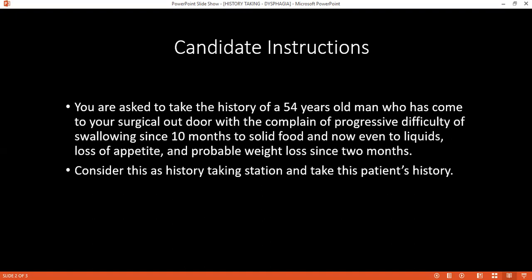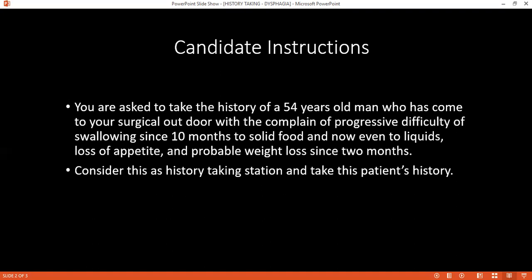To confirm my diagnosis, I will need a blood investigation in the form of complete blood count, blood urea nitrogen, and urine culture and sensitivity. Along with that, I will go for a barium swallow and CT scan. All right. What are the management options that you can offer to this patient?